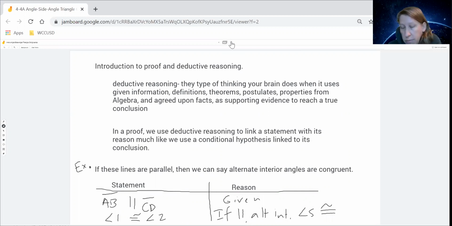Deductive reasoning is the type of thinking your brain does when it takes given information, all these little pieces of things that we know: definitions, theorems, postulates, properties from algebra, agreed upon facts. That means they're in writing somewhere, usually in the textbook, as supporting evidence to reach a true conclusion. This is heavy lifting for our brain, okay? And it's something that our society really needs. In a proof, we link the statements with their reasons, much like we would link the hypothesis of a conditional to its conclusion.